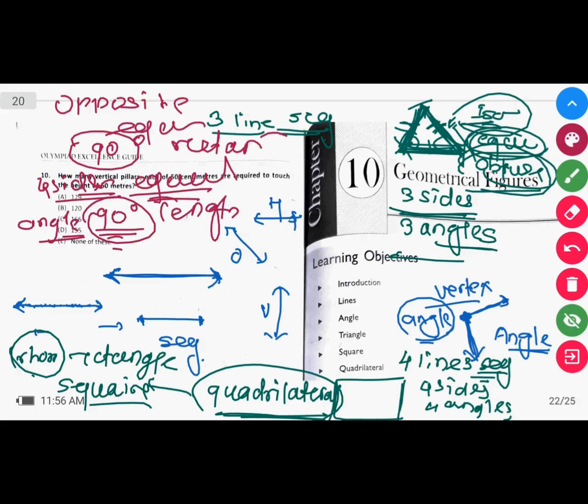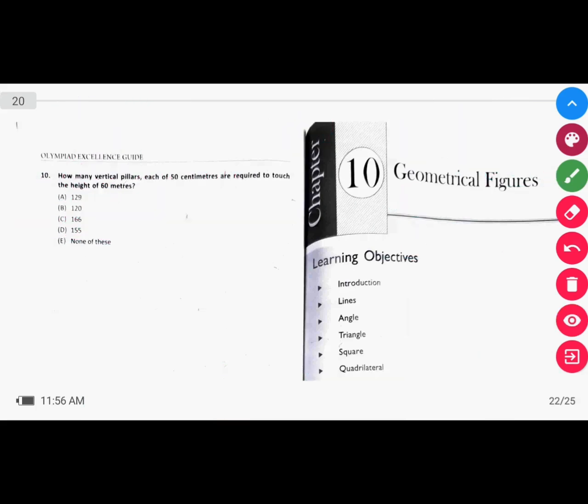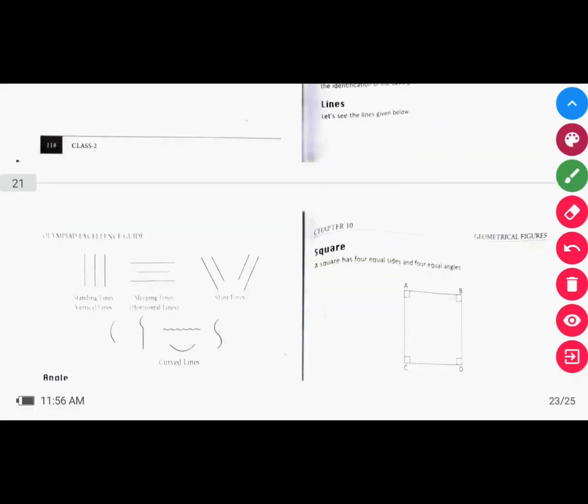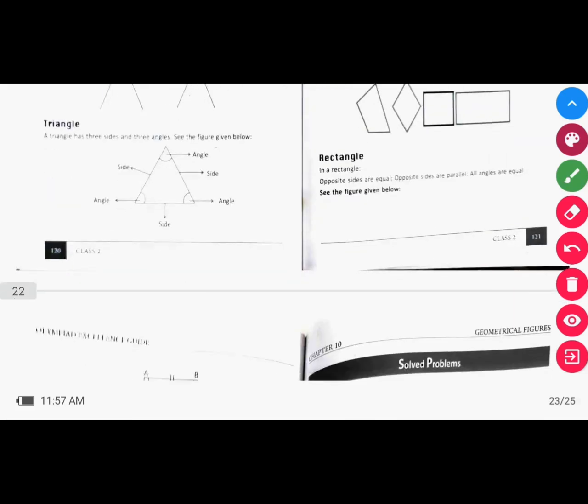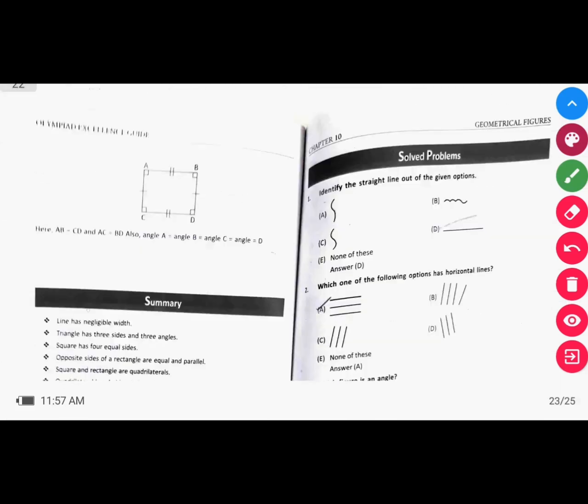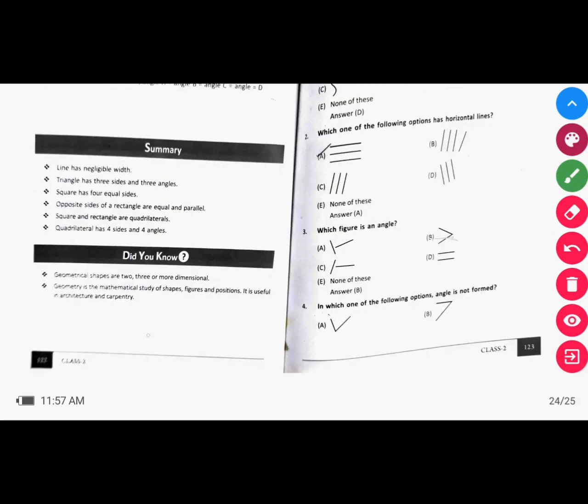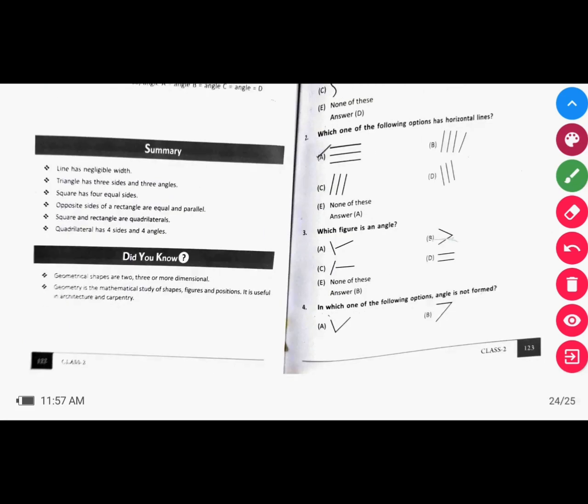Okay, so these are all the things you must know before we move ahead to solve the problems that are based on geometrical figures. Okay, I hope all of you understand. These are the only things given in this description. Now we'll move ahead. Okay.